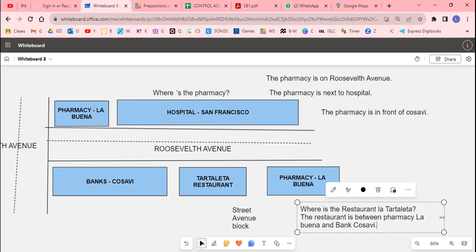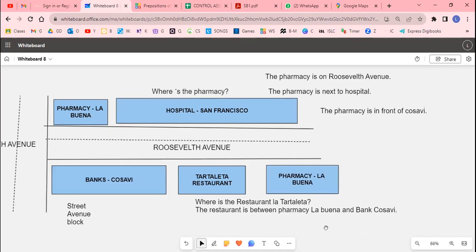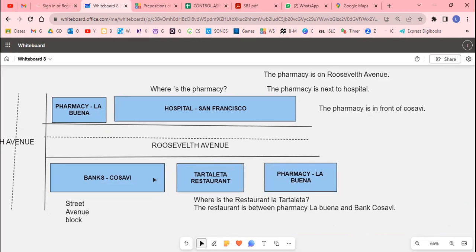Otra forma. Pero tengo una pregunta. Vaya, en ese caso, estoy viendo que hay muchas farmacias La Buena. Podría ser the restaurant La Tartaleta is on Roosevelt Avenue. Excellent. Between Farmacia La Buena and Banco Sabe. Like very, very specific, sí. Sí puede ser muy específico.